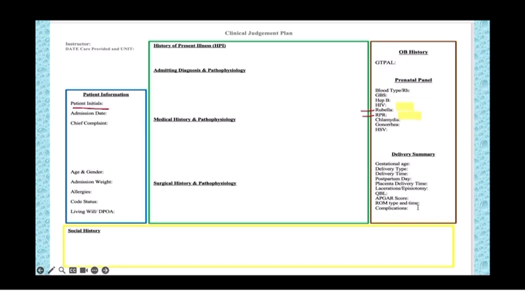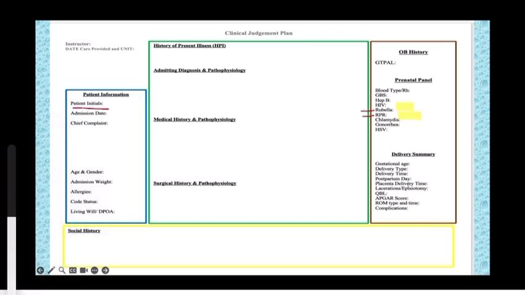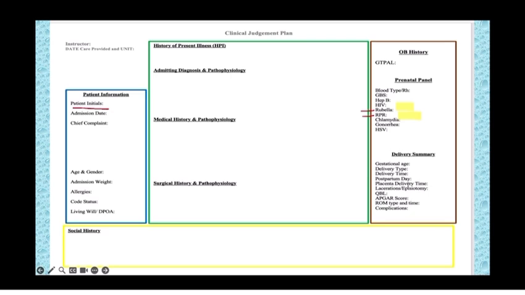It could also be the reason they're there for a procedure, like a repeat cesarean, a first time cesarean section for a breech baby, or to be induced for labor. Next, focus on the admitting diagnosis. This is a condition or issue that the doctor diagnoses a patient with after evaluating them. It's a medical assessment of the patient's health concern.